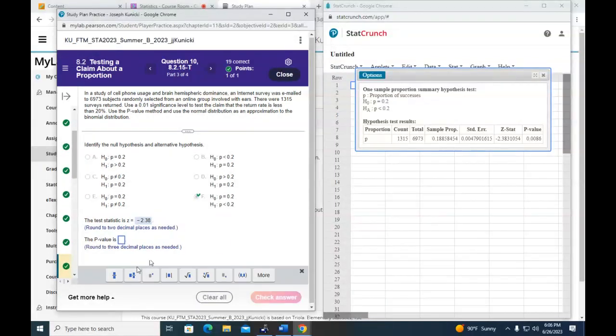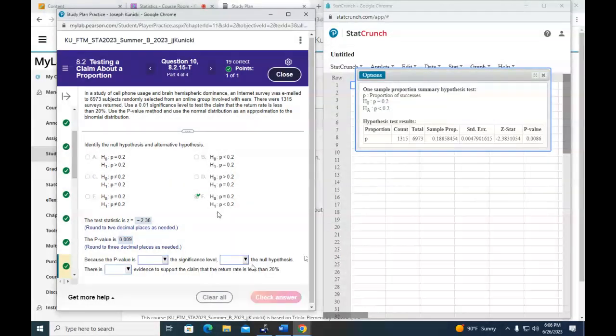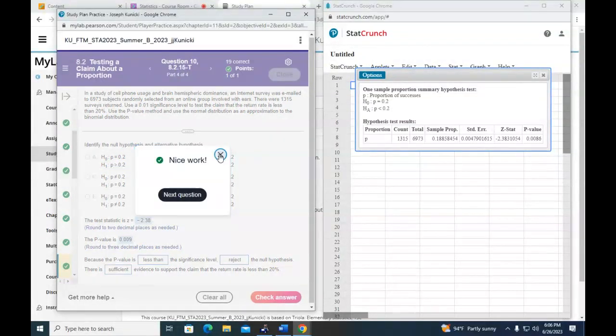P value is 0.009, which is less than 0.01. Barely, but because the p value is less than the significance level, reject the null hypothesis. There is sufficient evidence to support the claim that the rate is less than 20%. Right? All right. So, okay, that matches.